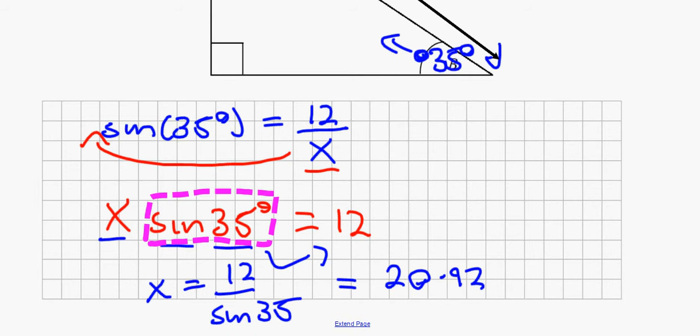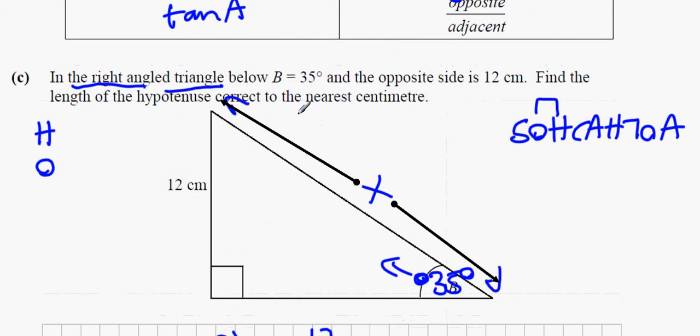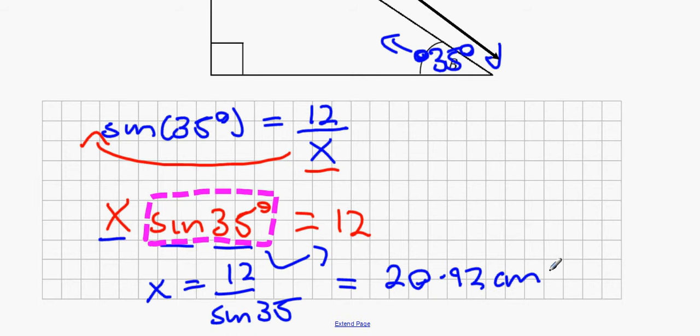Now, reread the question. It wants it correct to the nearest centimeter. So it's 20.92 centimeters, round up to 21 centimeters. And now you're on the next question.